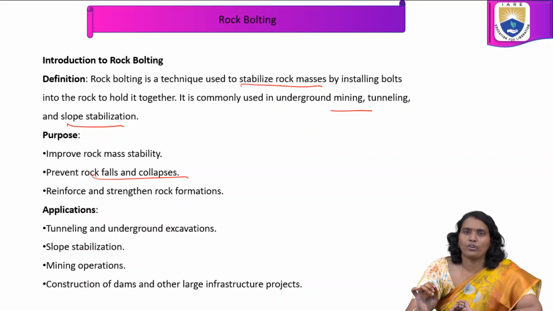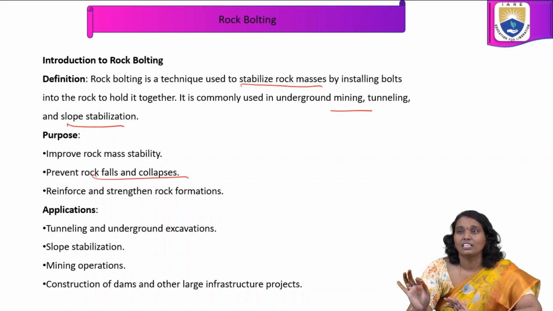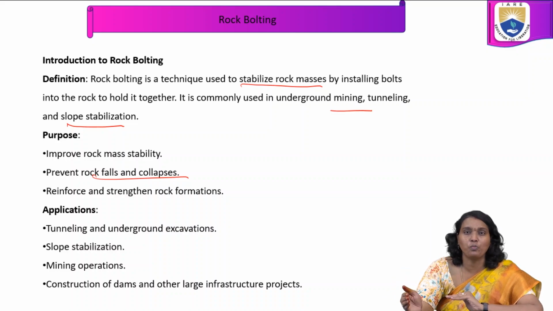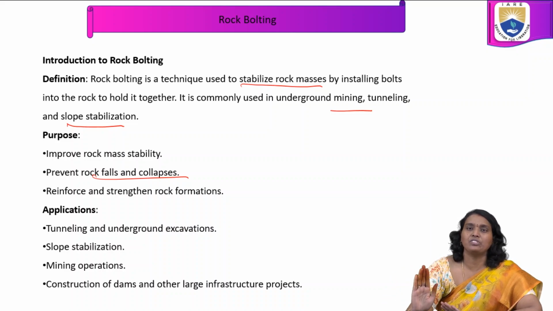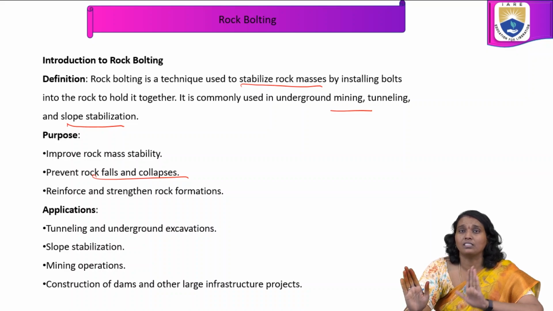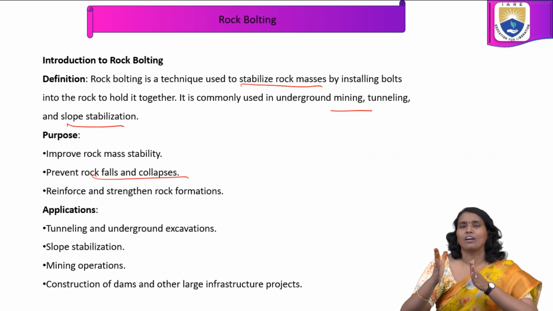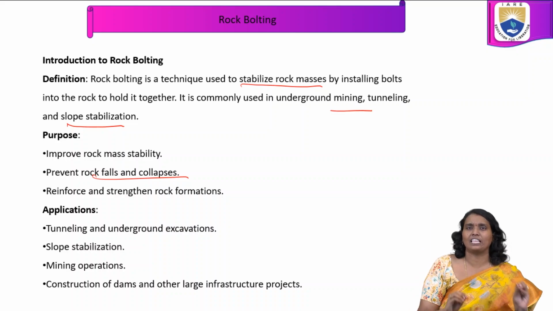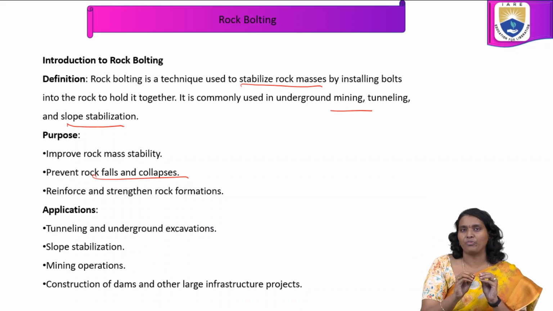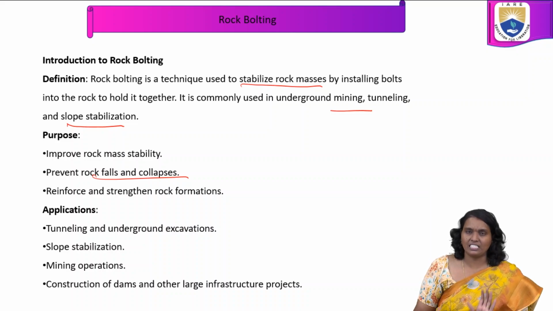In application, tunneling and underground excavation are very important. We also choose rock bolting for slope stabilization, mining operations, construction of dams and other large infrastructure projects. Whenever nearby rocks are there while construction work is going on and those rocks are going to affect the work, in that particular situation we adopt rock bolting. These are the applications and the major purposes for choosing this rock bolting technique.